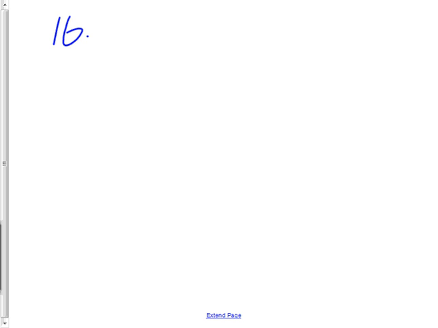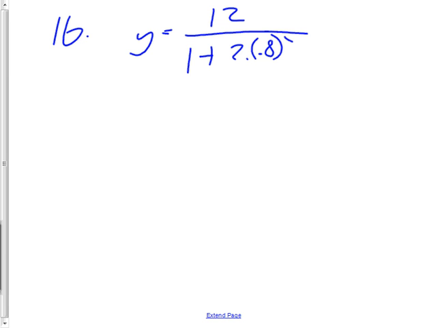Number 16 says f of x, which is the same as y, equals 12 over 1 plus 2 times 0.8 to the x. Ooh, I know this kind. That has a limit of 12. Now, you know what these look like. Don't overthink this. You don't have to have a perfect picture. You know they generally look like this. You could draw that for pretty much all of them.